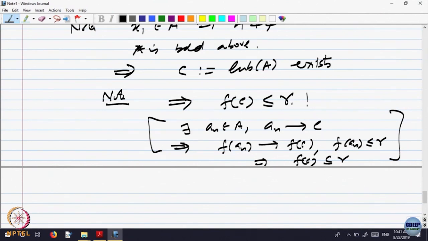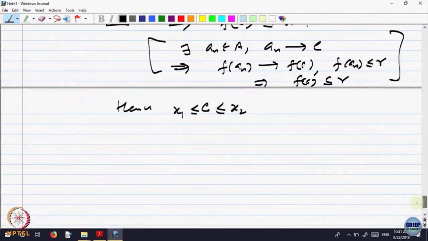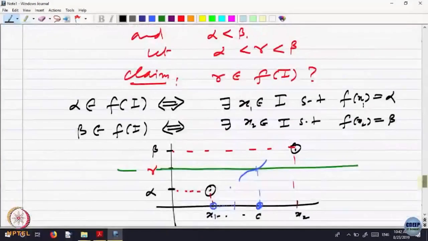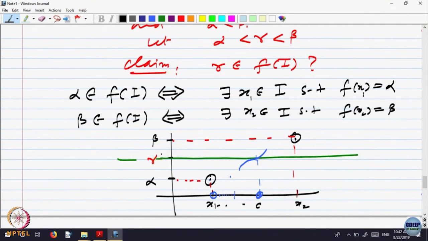So, now what is the possibility? What we are saying is that point C is bigger than or equal to x1 and less than or equal to x2, because x2 is an upper bound and this is LUB. So, it has to be less than or equal to x2. Now, the question is, can C be equal to x2? If C is equal to x2, what is the value at x2? That is beta, which is bigger than gamma. That cannot happen because we just now said f of C is less than or equal to gamma. So, this C cannot be equal to x2.